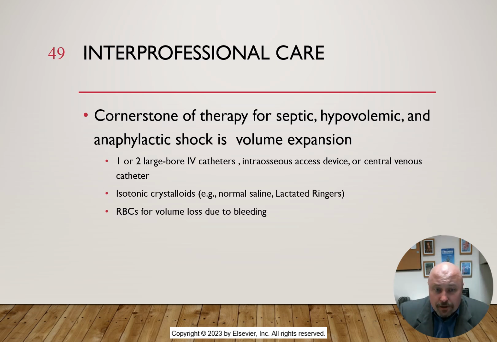In this case, we'd place 1 or 2 large bore IV catheters, maybe even an intraosseous access device or central venous catheter if we were having trouble gaining access, isotonic crystalloids such as normal saline or lactated ringers, and even packed red blood cells for the volume loss due to bleeding.